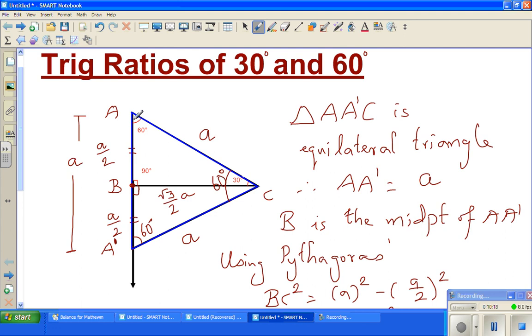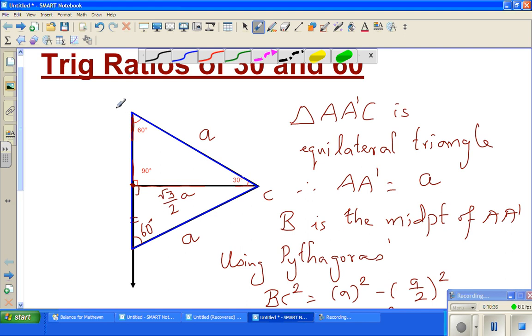Now I want you to look at this triangle ABC. We're coming back to the original triangle. Let me remove the other bits; we don't need this now. I want you to focus only on triangle ABC, this brown triangle. So for 30 degrees, we saw that this is a by 2, this is square root of 3 over 2a, and this is a. Let me do the working here.